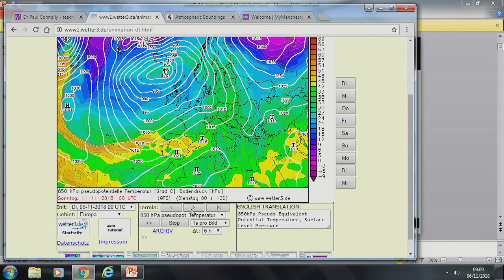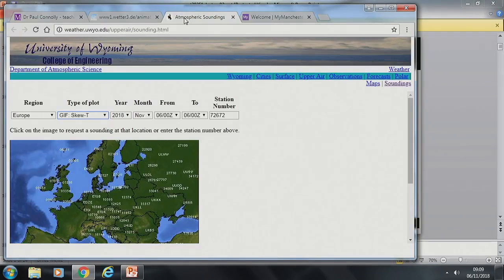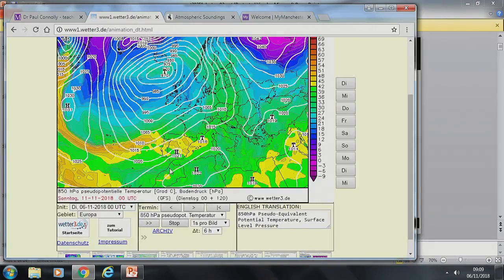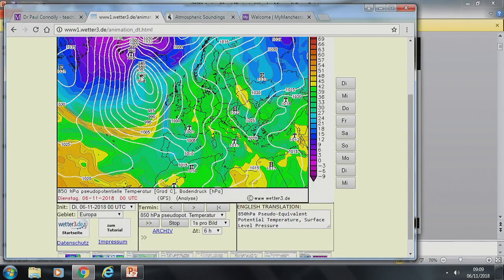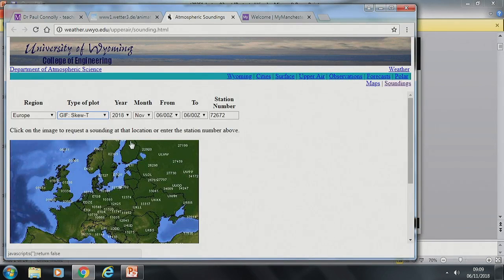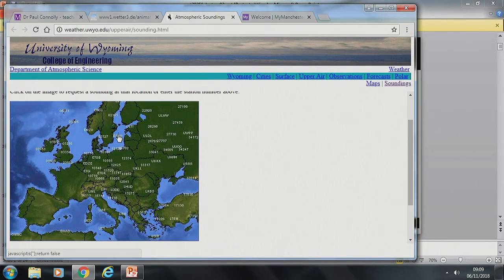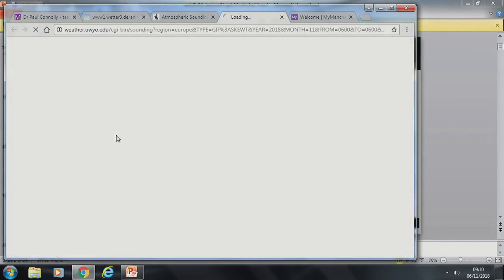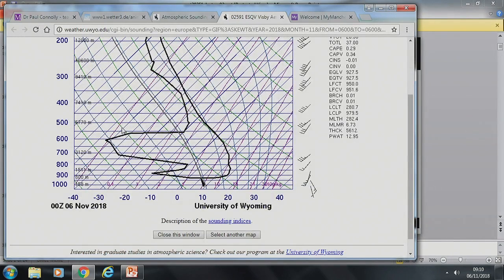Something else interesting to look at are the upper air soundings. Now, let's go back to the current situation. So low pressure here, high pressure here. Okay, and so if I look at where we've got high pressure, look at this location here. So at the moment there's high pressure here. Now the interesting thing about this is it's called a skew T diagram, very similar to a Tephigram. Are you familiar with the Tephigram? I think Geraint talked about the Tephigram.